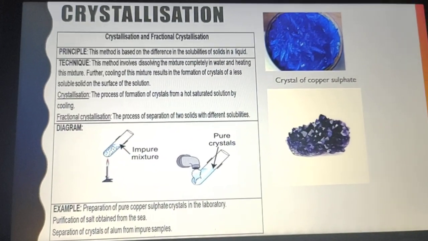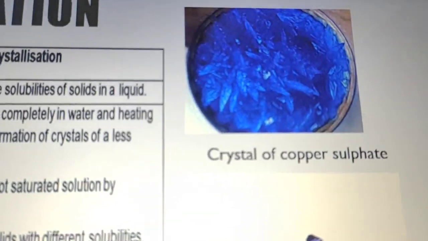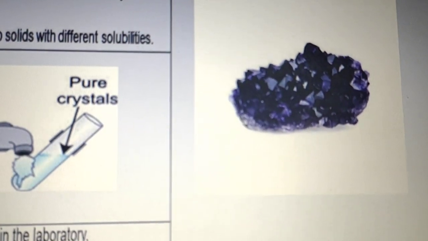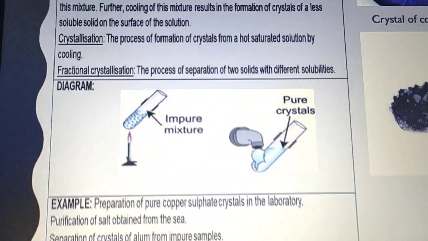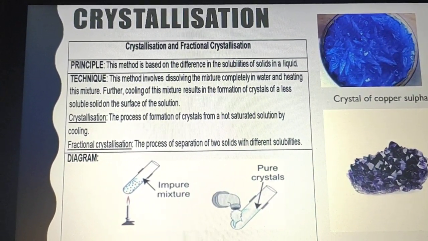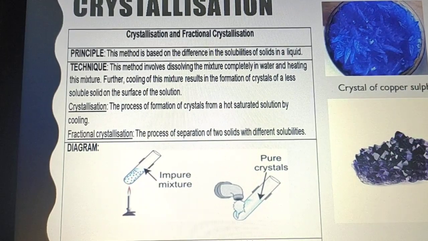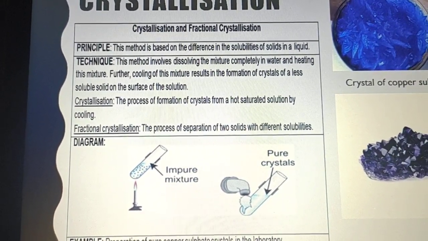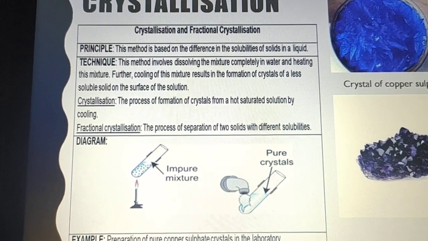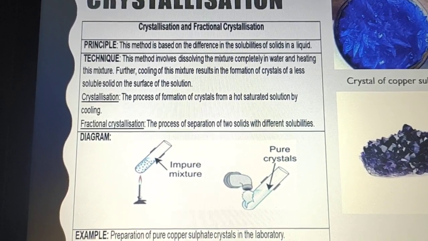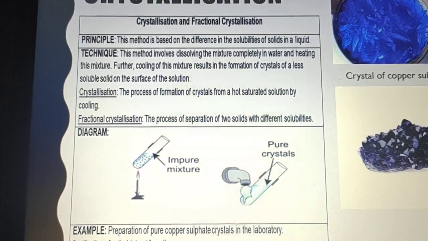Next is the crystallization process. So you can see the crystals of copper sulfate solution, and this is of your potassium permanganate solution. So here is the technique: crystallization and fractional crystallization. Principle is, this method is based on the difference in the solubility of a solid in a liquid. Technique is, this method involves dissolving the mixture completely in water and heating this mixture.